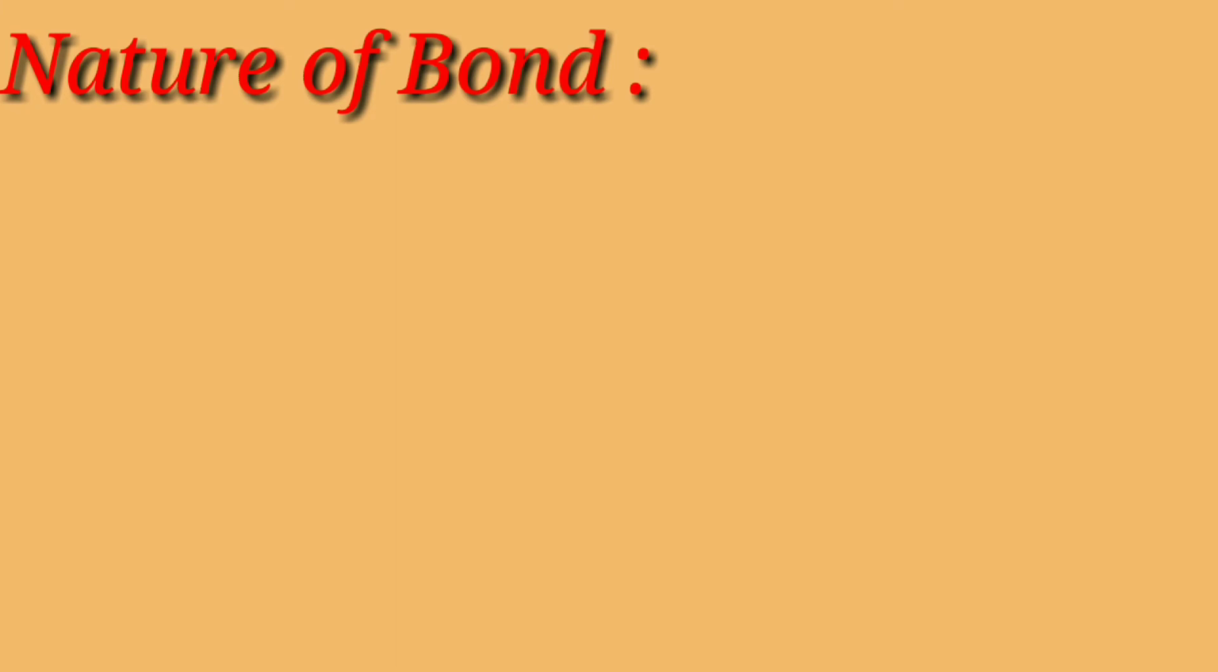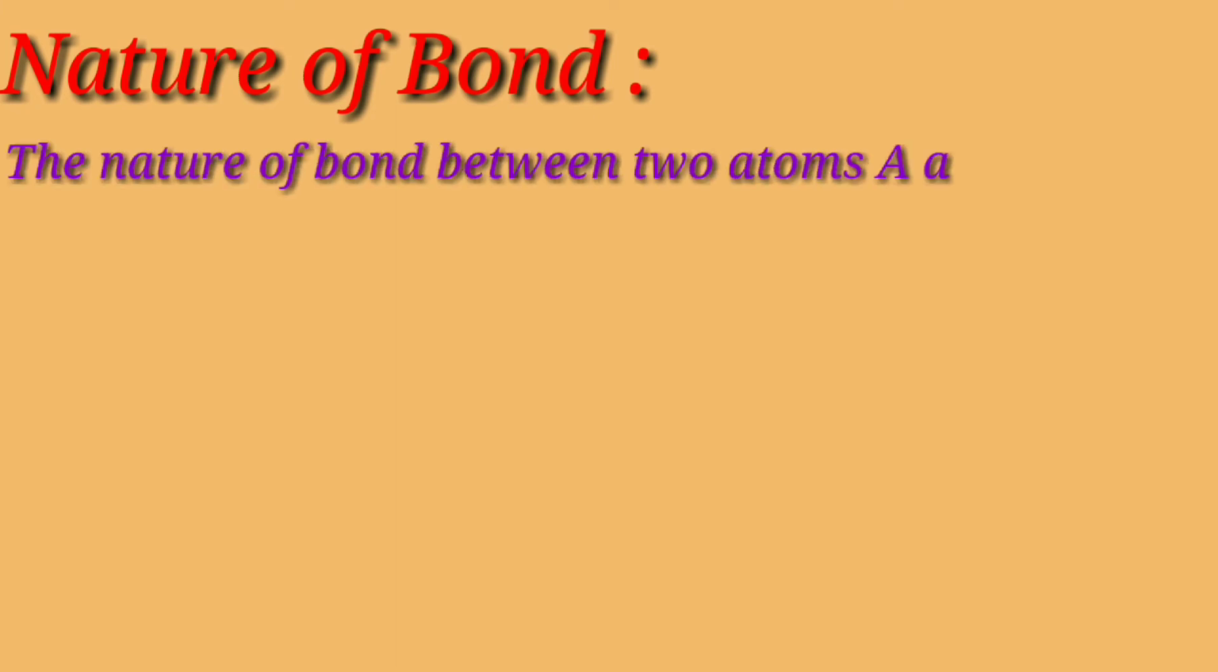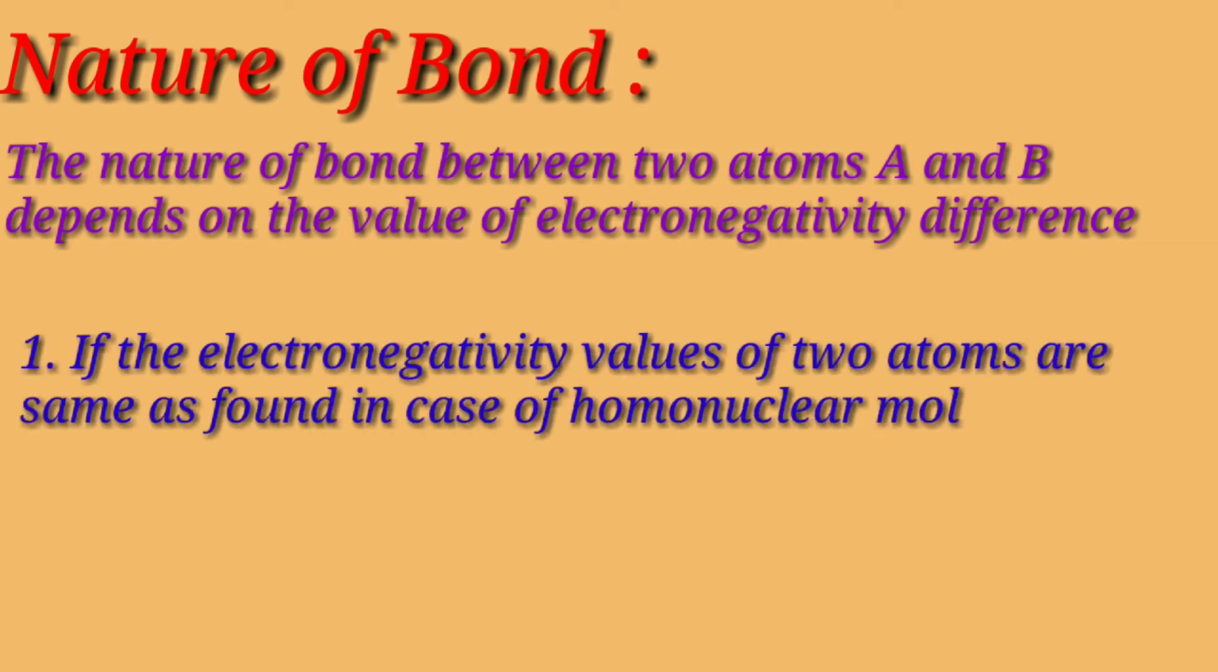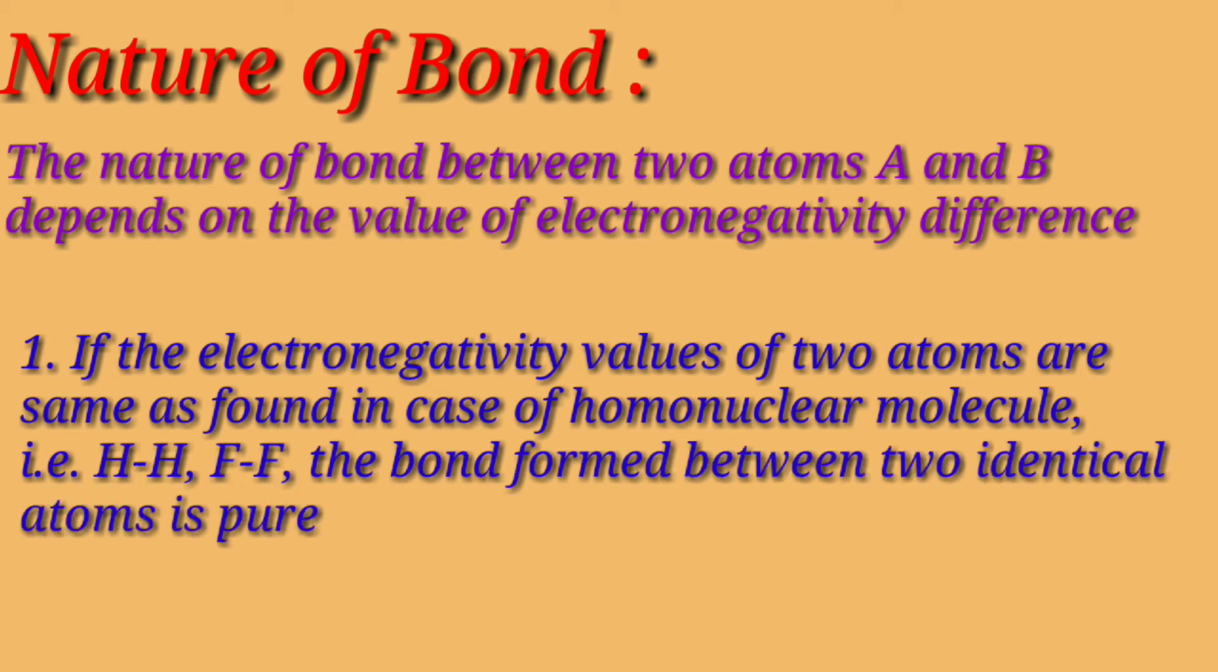Next is, consider the nature of bond. The nature of bond between two atoms, that is A and B, depends on the value of electronegativity difference. If electronegativity values of two atoms are same, as found in case of homonuclear molecules like hydrogen molecule or fluorine molecule, the bond formed between two identical atoms is purely covalent.